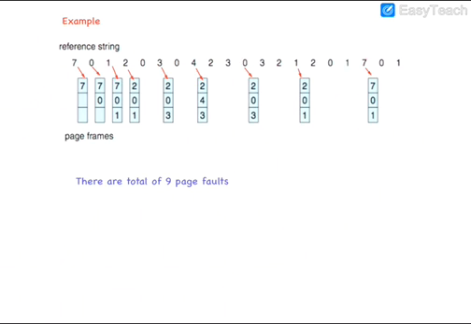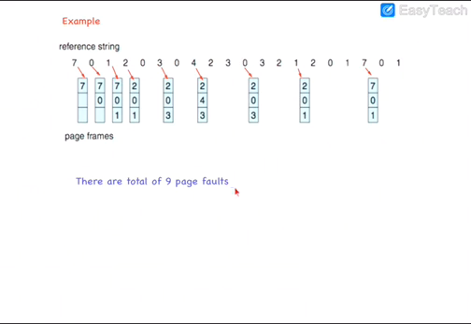Again coming to 7, now we have to find a page to replace. 2 is not referred, 0 is referred here, 1 is referred here, so 2 is not referred, so 7 will be replacing 2. This is how replacement goes on, and you can see how many page faults we get: 1, 2, 3, 4, 5, 6, 7, 8, 9.